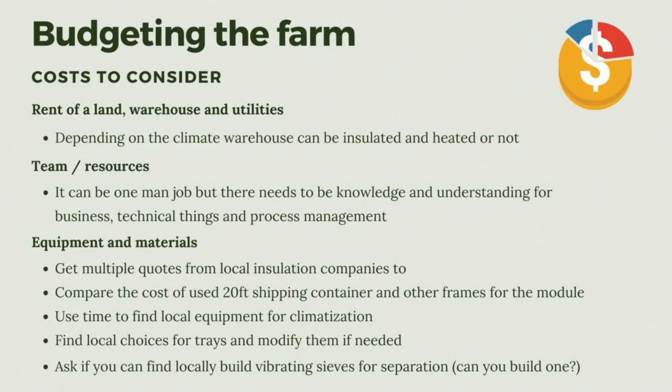You can begin by using manual sieves for separating larvae and frass, which is a cost-effective option. Alternatively, you can look for used equipment from other industries that can be modified to fit your needs, saving on costs while still improving efficiency.